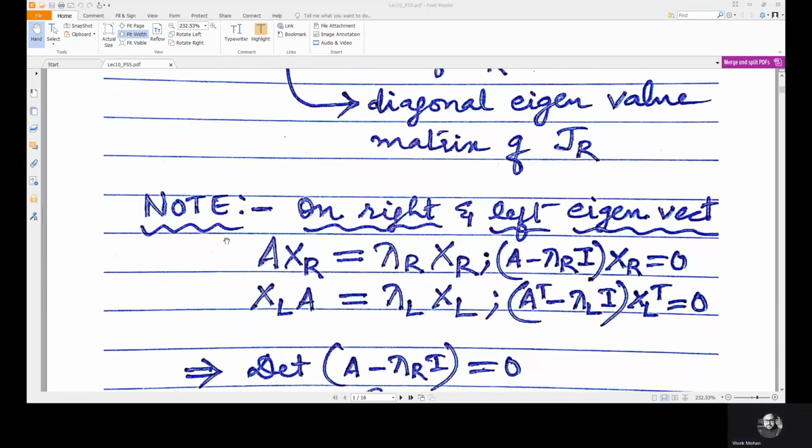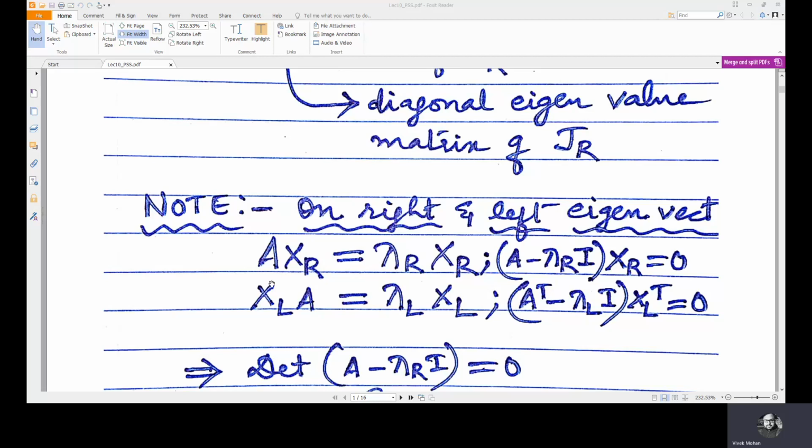Now note that from the definition of right and left eigenvectors, we have A into XR equals lambda R into XR. If this condition is satisfied, then XR is the right eigenvector. So this can be written as (A minus lambda R into I) whole into XR equals 0. Similarly, to define the left eigenvector, instead of AX, it becomes XA on the LHS. That's the only difference, because we have the same eigenvalue here. For the same eigenvalue, we have both right and left eigenvectors. We have defined it in the last lecture.